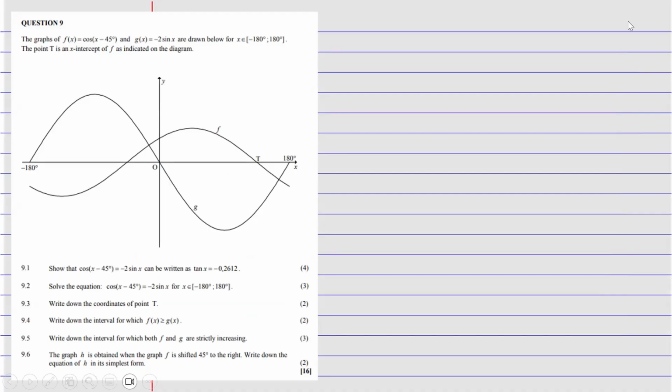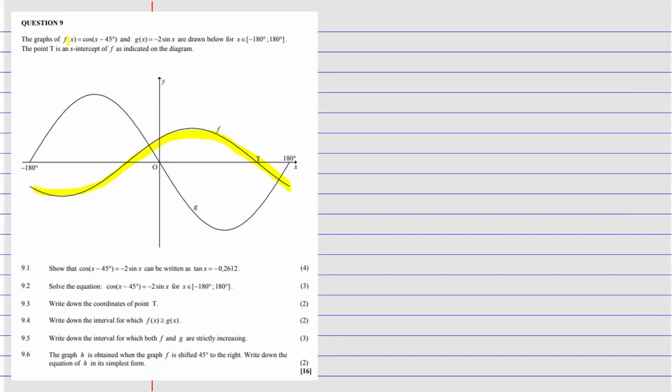So the first, let's read the information of the question. It says the graph of f of x, right? I like highlighting my f of x and g of x so that I can know who I'm talking about. They tell us that f of x is equal to cos, open bracket, x minus 45. Do you see the graph of cos moved 45 degrees to the what? To the right. So it moves 45 degrees to the right. So let's highlight it. That's going to be f of x.